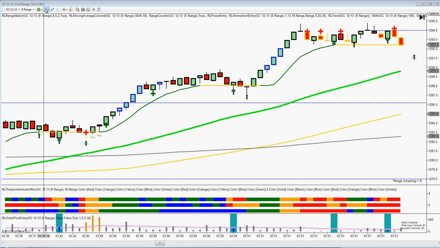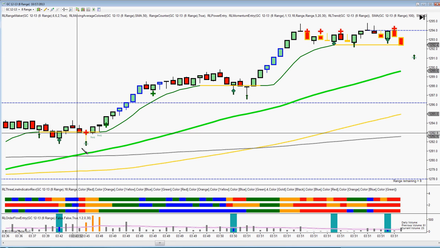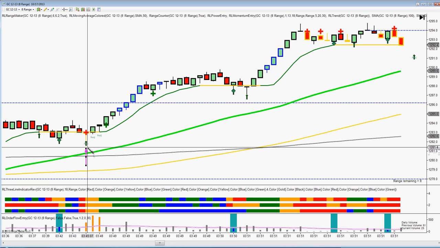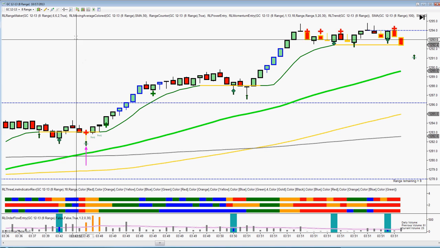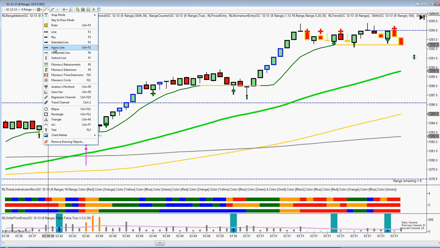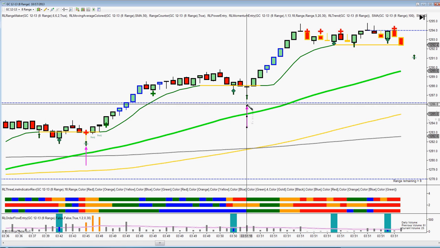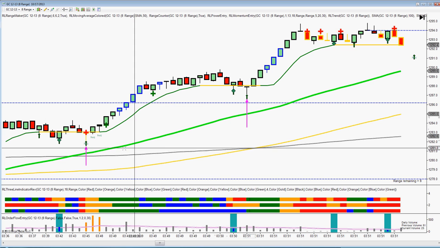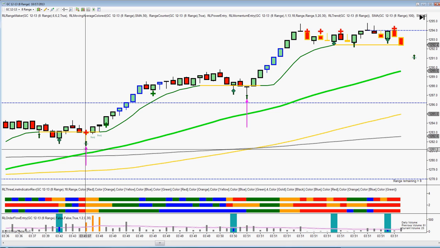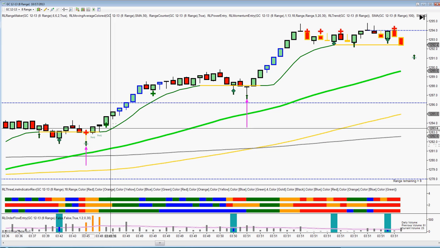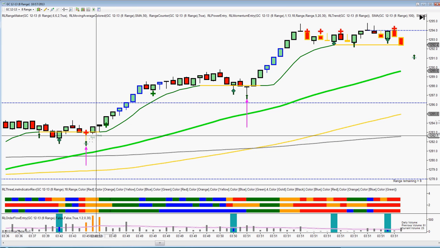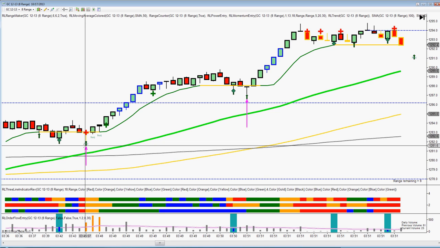Now, I wanted to show these two signals. The power entry is really a very, very powerful signal. Here's a power entry long. Here's a power entry signal long. Now, this power entry signal long is coming against order flow momentum and stochastic. Market structure is perfect, and the trade was a really nice winner. But again, this is a risky trade, and one that has the potential for coming right back against you.